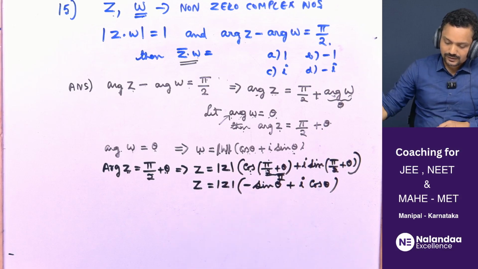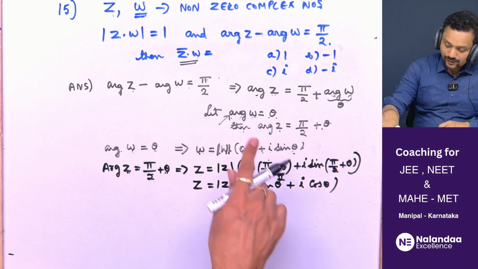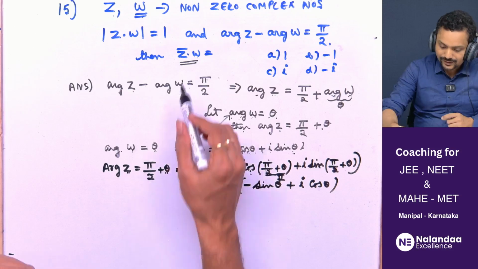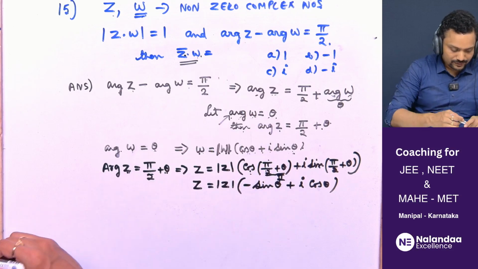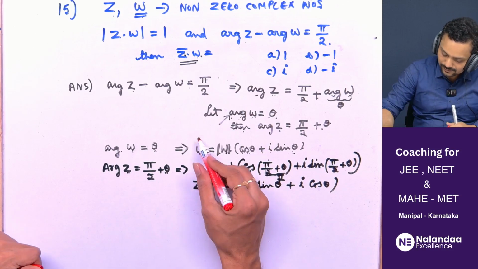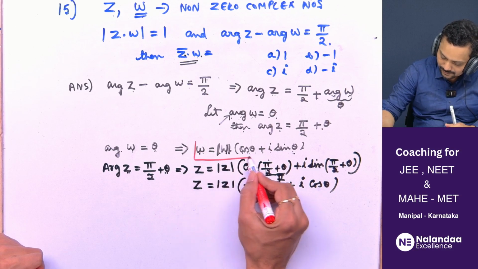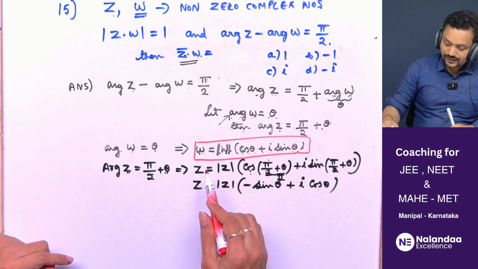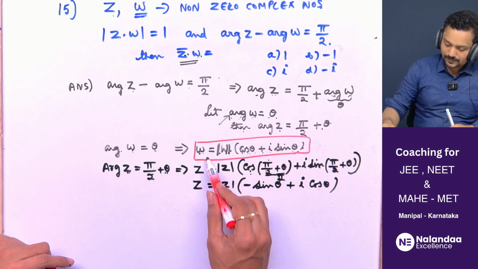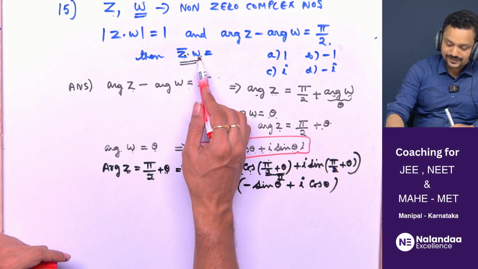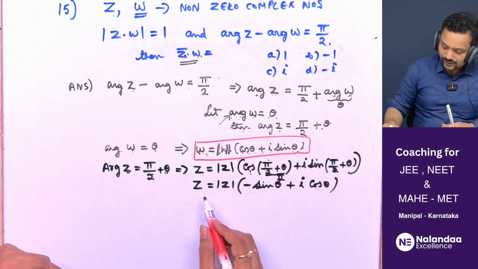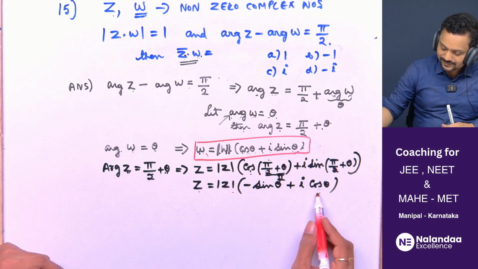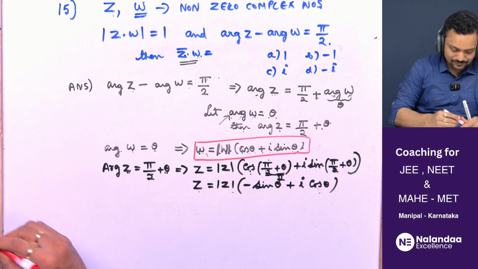Correct, no? Yes. Okay. So now I want z bar into omega, and I have got omega already here. But if they had asked z into omega, I would have multiplied this, but they have asked us z bar into omega. Now can anybody tell me, if z is this, what would be z bar?